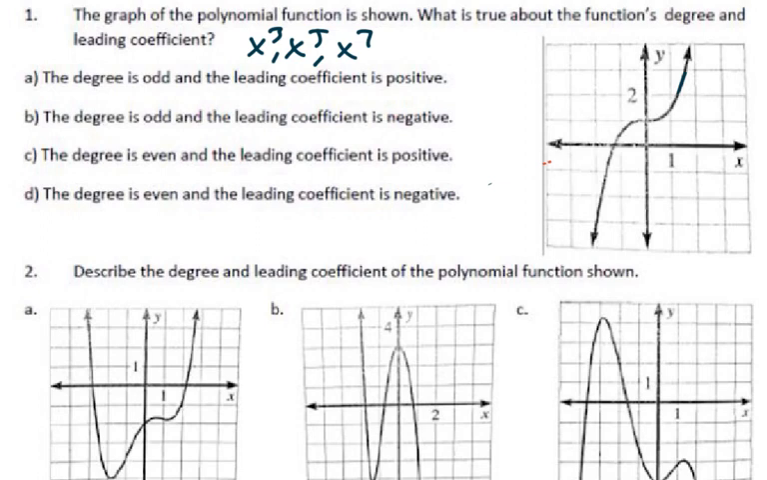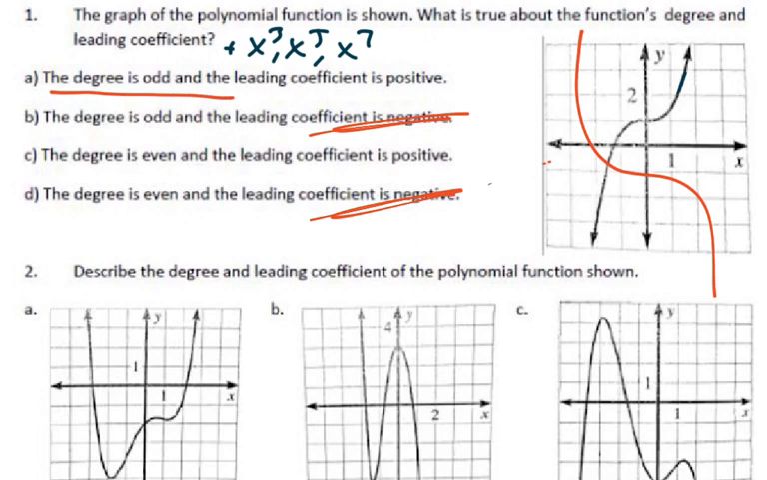Okay, what is true about the function's degree and leading coefficient? Well, as I was discussing, we know it's got to be positive because it's going up to the right and down to the left like normal. If it was going this way, it would have a negative in front. So we're looking at A or C, and we know it's odd. Leading coefficient is positive.